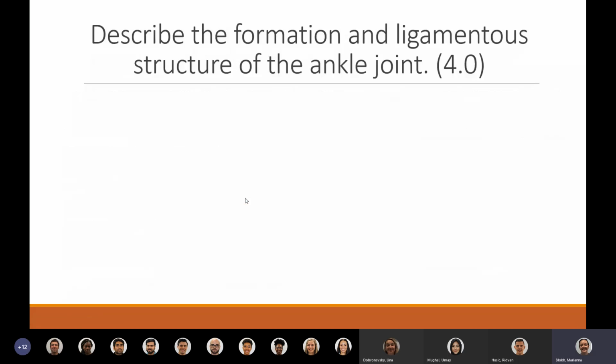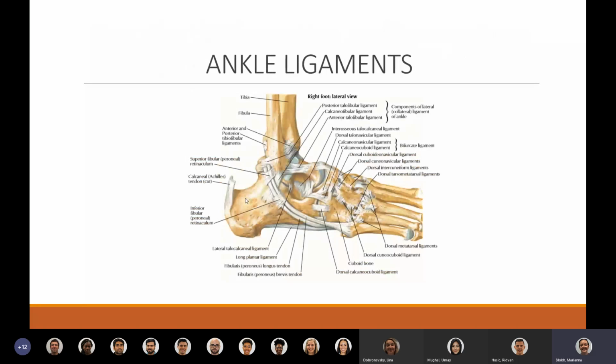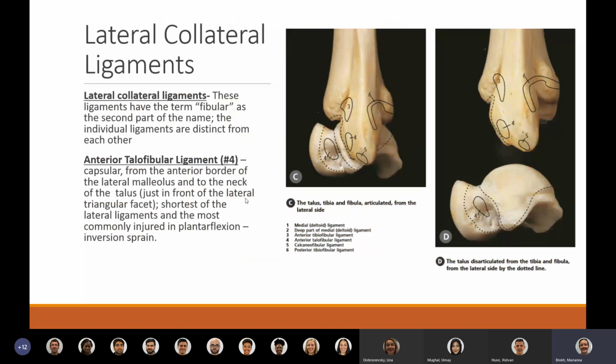Ankle joint ligaments, pretty much self-explanatory. Ankle ligaments, you have your lateral collateral, your ATFL ligament.